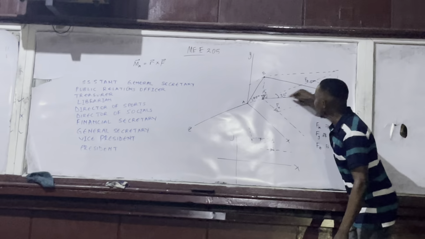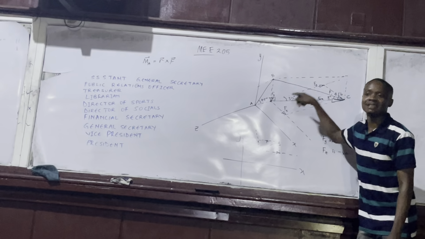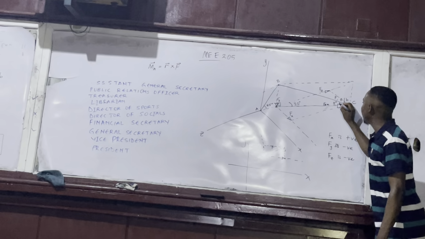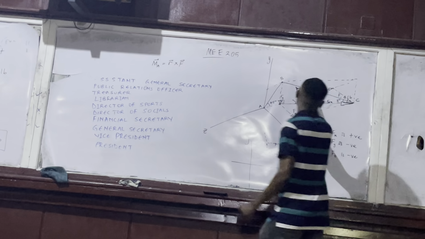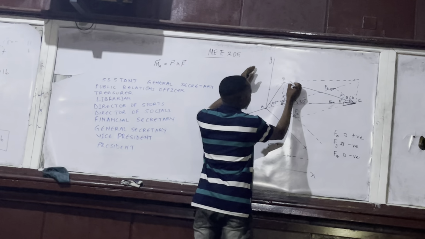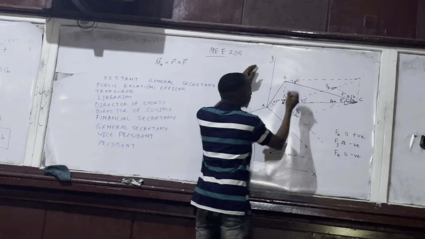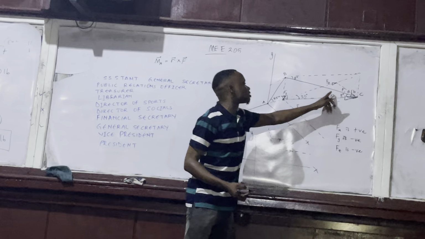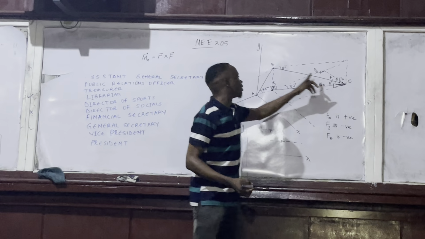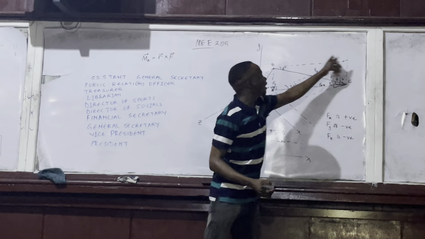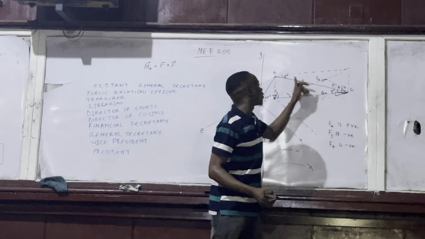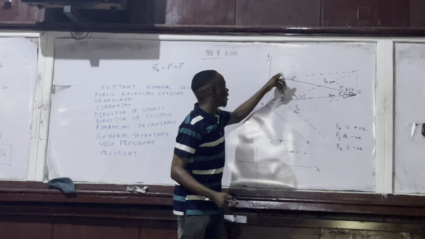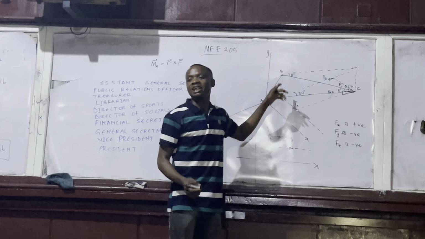Because I know this line is in the XZ plane, this 8 degrees here is going to be the same as this 8 degrees right here. Is it clear? So if you want to resolve this force F, its components here will be F cos 8 degrees, and its component to this side will be F sine 8 degrees.